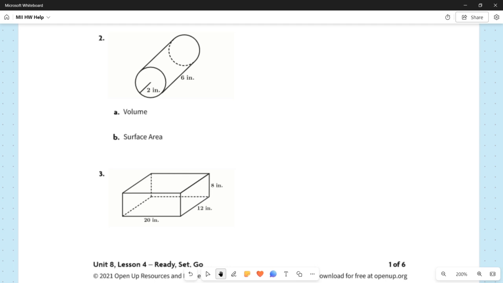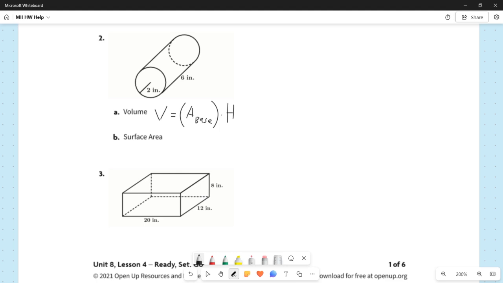Starting with volume, when I think about how to find the volume of any prism, not just a rectangular prism, but any prism, as well as how to find the volume of a cylinder, I follow the same general concept. And the same general concept for volume is that you can find the area of the base times the height of the figure. All right, that works with any prism. It also works with a cylinder.